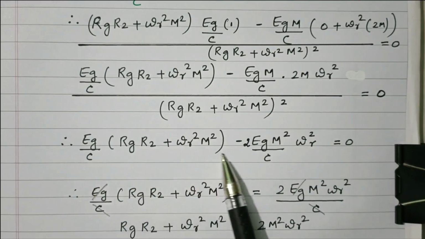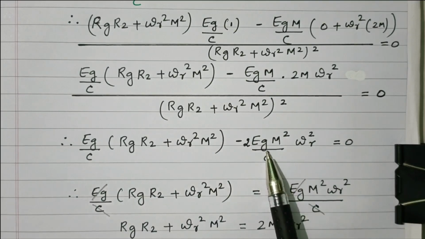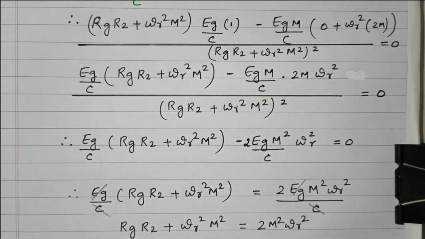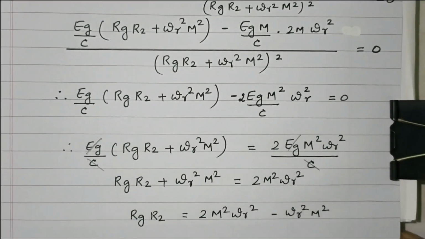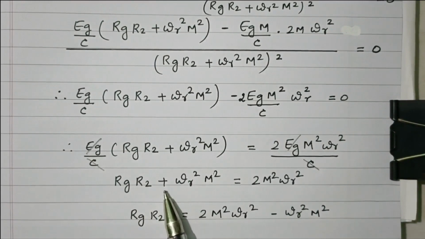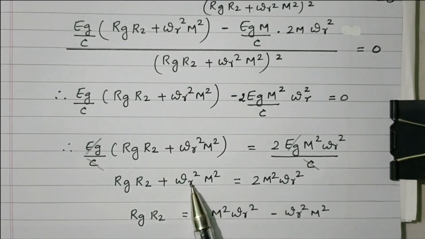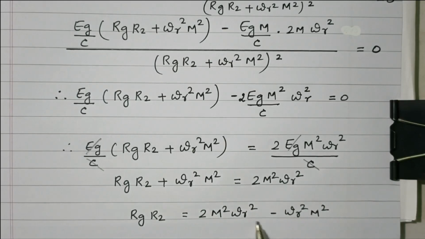So after that we got this expression. Bring this term to that side, so that negative becomes positive, it becomes plus. Now Eg is available on both sides, and C is also available on both sides, so they got cancelled. Rg R2 plus omega R square M square equals 2 M square omega R square. These two terms are very similar, so bring this term to that side so that it becomes negative. So 2 times M square omega R square minus 1 times omega R square M square, so it becomes 1 time.